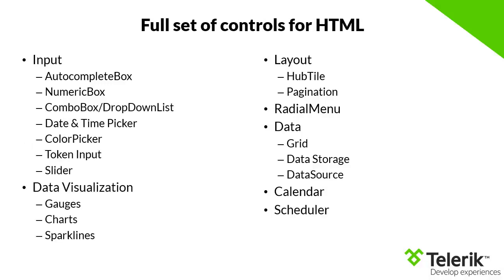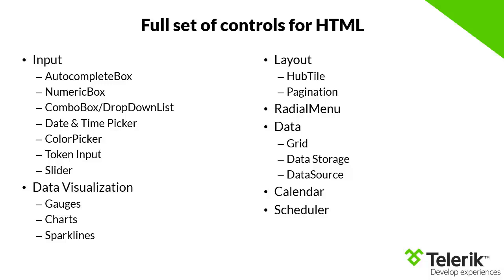For the HTML JavaScript developer, we have a lot of controls as well. Plenty of input options, including the autocomplete box, numeric box, combo box and drop-down list, date and time picker, color picker, token input and slider, data visualization, gauges, charts, and spark lines. These are very lightweight graphing controls that you can put into things like a grid.